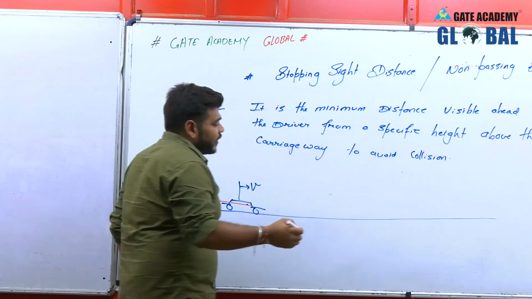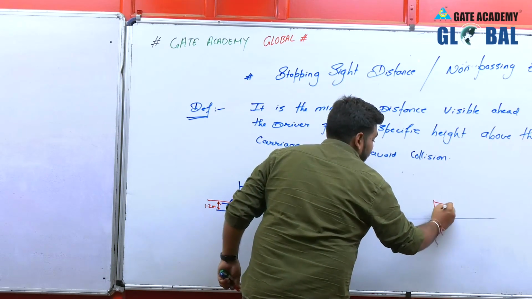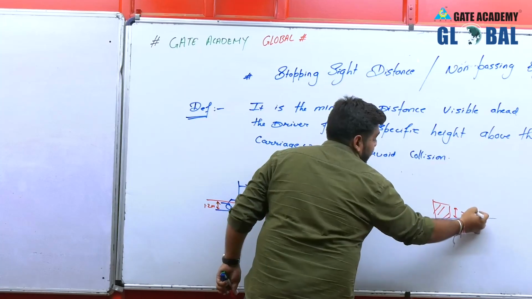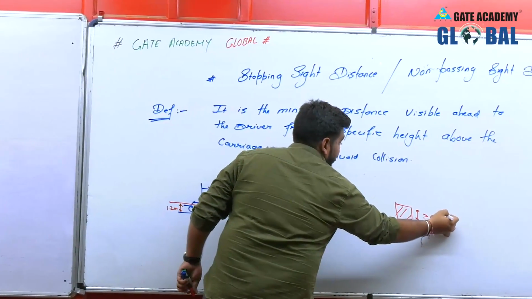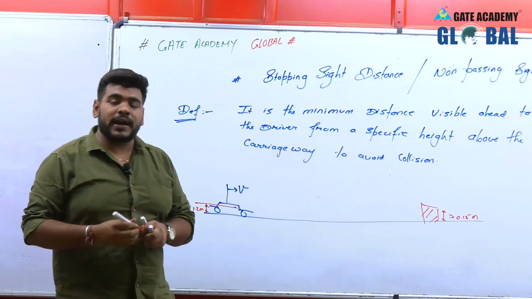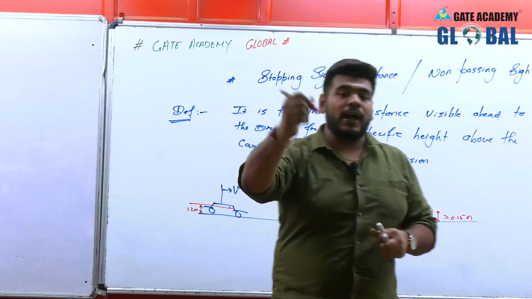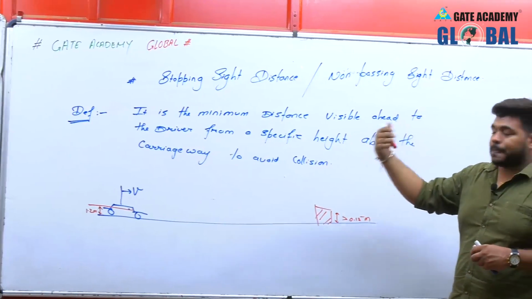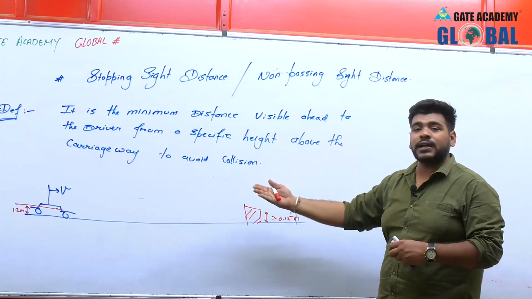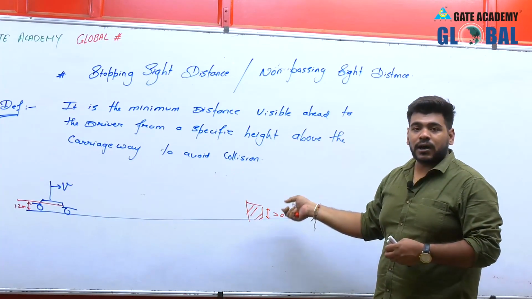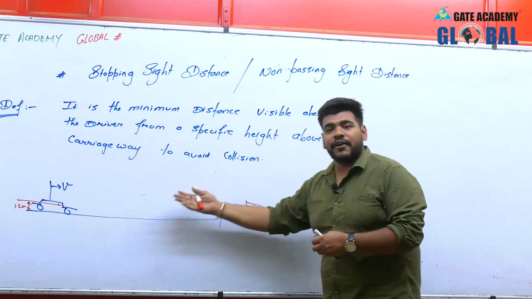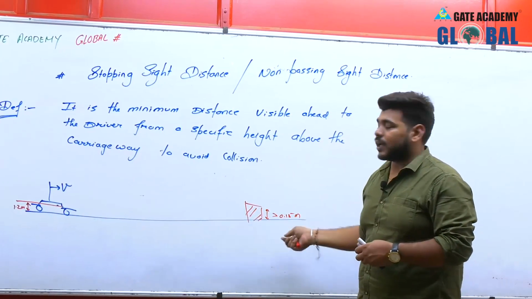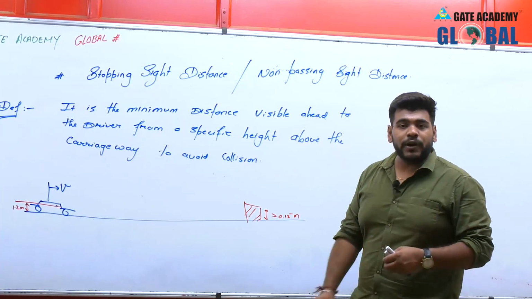The object which is going to be seen by the driver should be greater than 0.15 meter. Why should it be greater than 0.15 meter? Because if it is less than 0.15 meter, your vehicle or driver won't get affected by this obstacle. So the height should be such that it is going to affect your vehicle. So we are considering that it should be greater than 0.15 meter.